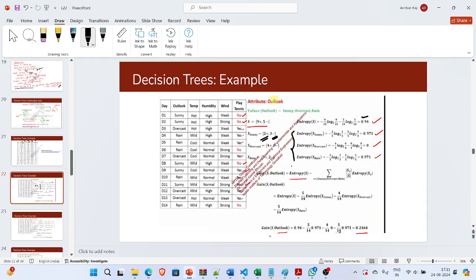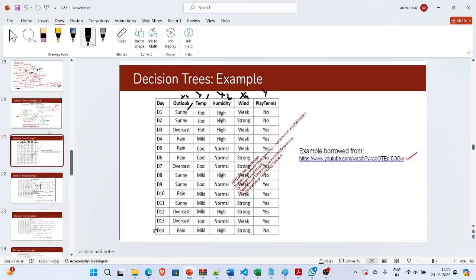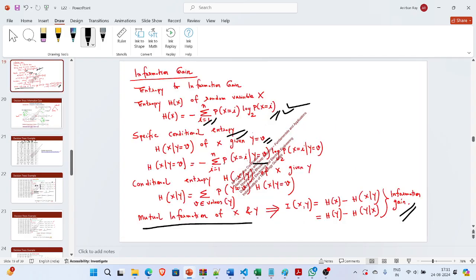So the conditional entropy part is clear, right? And now we are trying to find the gain, the information gain. We have done up to this part. The gain, or mutual information of x and y, is defined as the entropy of x, this is the total entropy, minus the entropy of x given y.